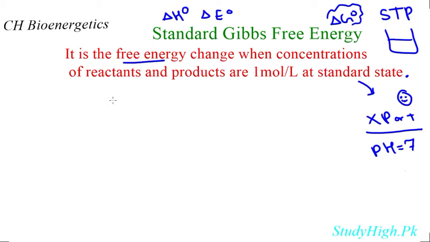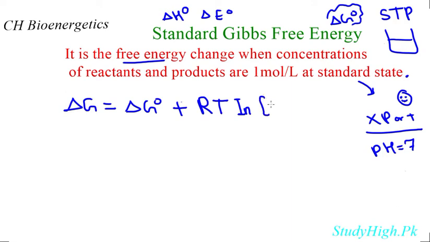Now I am going to explain how you can calculate the standard Gibbs free energy, and explain its definition. Delta G, which is the Gibbs free energy, is equal to delta G naught, which is the standard Gibbs free energy, plus R, the general gas constant, times T, the absolute temperature, times ln, the natural logarithm, of the concentration of products over the concentration of reactants. This is the basic relation for calculating the standard Gibbs free energy.